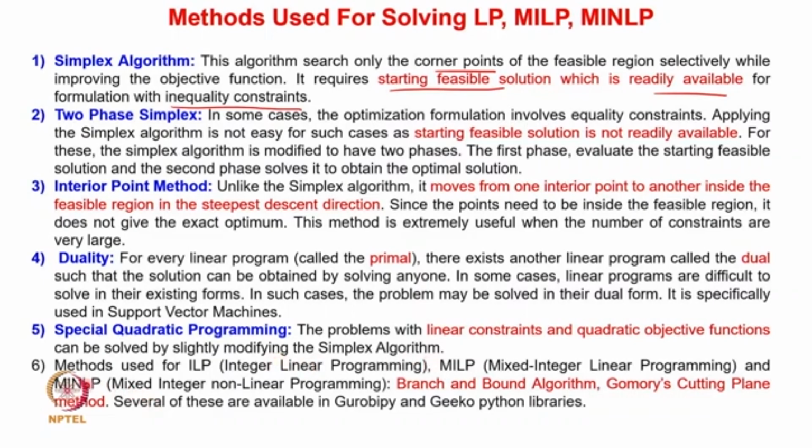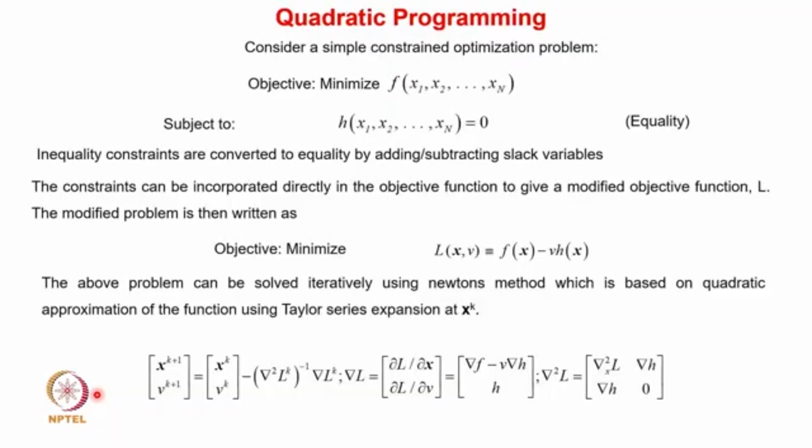And whenever we are having problem formulations like integer linear programming, mixed integer linear programming and mixed integer non-linear programming, typically the algorithms used are the branch and bound algorithm and Gomory's cutting plane method for integer linear programming, mixed integer linear programming, and MINLP. But whenever we are having only non-linear programming, typically we use quadratic programming. Quadratic programming is the extension of what? Extension of Newton's method. So you can see that this is the objective function, these are the constraints.